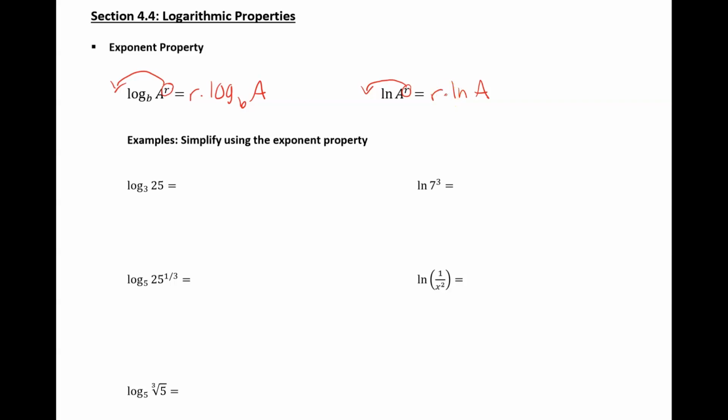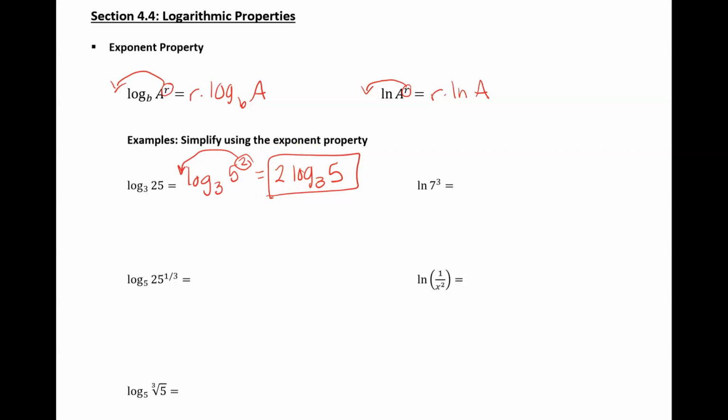Let's look at some examples. It says simplify using the exponent property. Well, you can see in the first one, we don't have an exponent. So I'm going to rewrite it as an exponent. That's log base 3. Instead of 25, let's call it 5 squared. Now that we have that exponent, we can take it and move it out front. So it gives me 2 times log base 3 of 5. And that's all it wants me to do with it, just rewrite it.